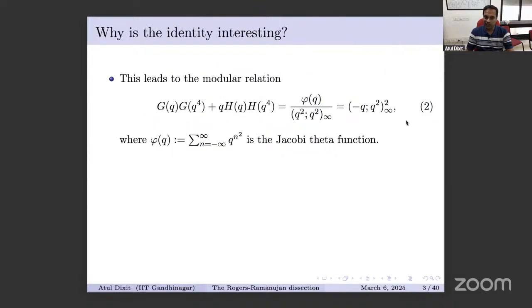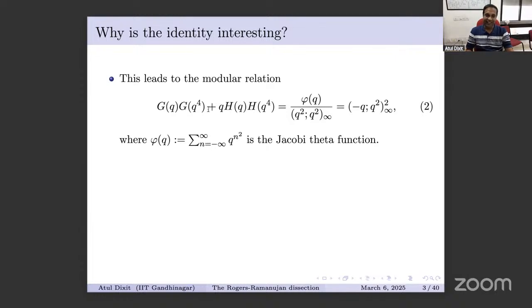this modular relation involving the Rogers-Ramanujan functions. On the other side here, phi(q) is the Jacobi theta function. So this itself is among the very celebrated identities of Ramanujan. This is a modular relation because you have q and q to the power 4 linked together by means of this identity.